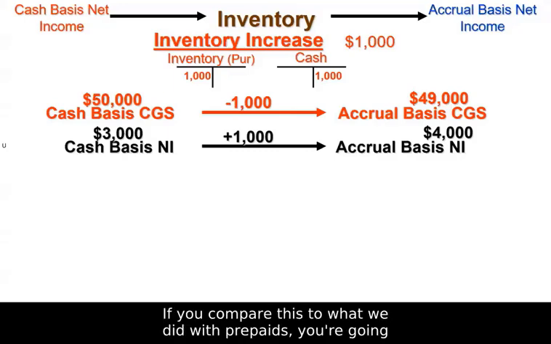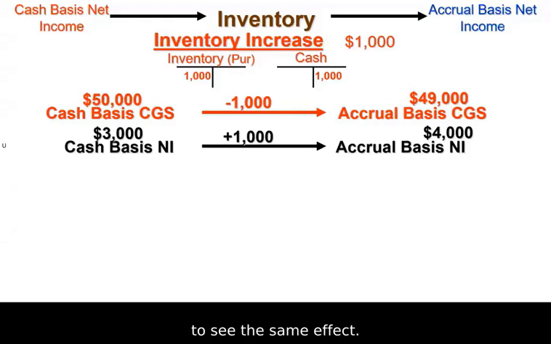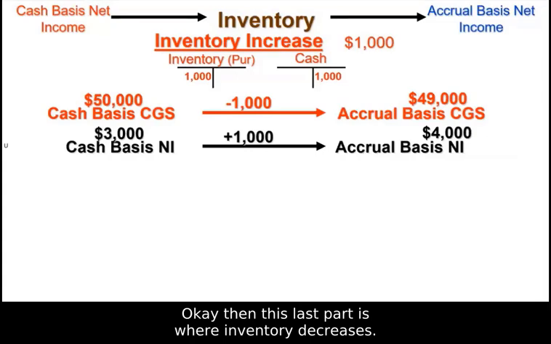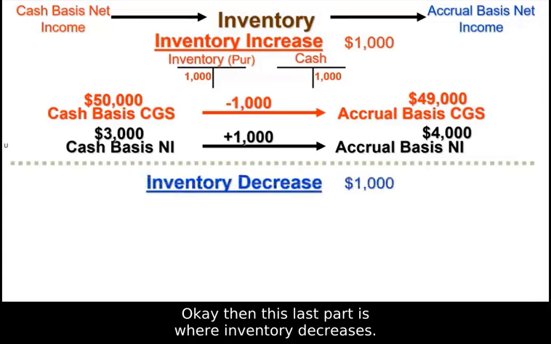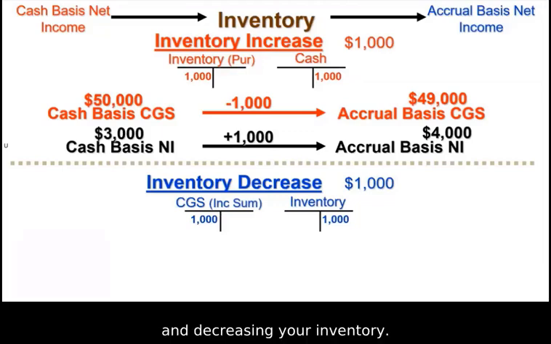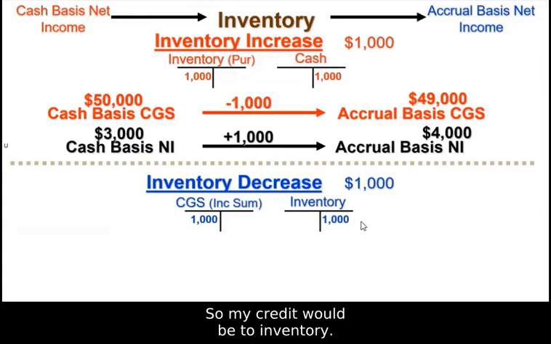If you compare this to what we did with prepaids, you're going to see the same effect. It's just we're using different account names here for the debit side of the journal entry. Okay, then this last part is where inventory decreases. To cause inventory to decrease, it means you are selling merchandise and decreasing your inventory. So my credit would be to inventory, doesn't affect cash. Notice what my debit is.